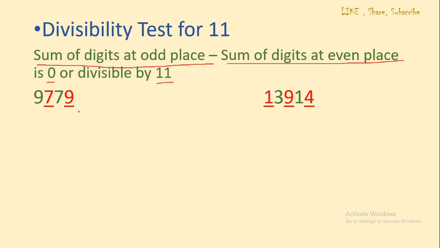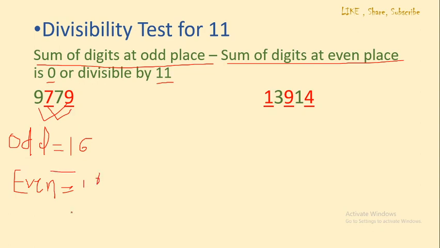So let us check. I've shown odd places and even places with different colors. First we'll check the odd places: 1st and 3rd places. So the sum of all the digits at odd places: 7 plus 9, what is 7 plus 9? 16, right? And the sum of the digits at even places, let us check what it is. Again 9 plus 7, so it is 16, and if you subtract both of these, then it is going to be 0, and as it is 0, this number 9779 is divisible by 11.